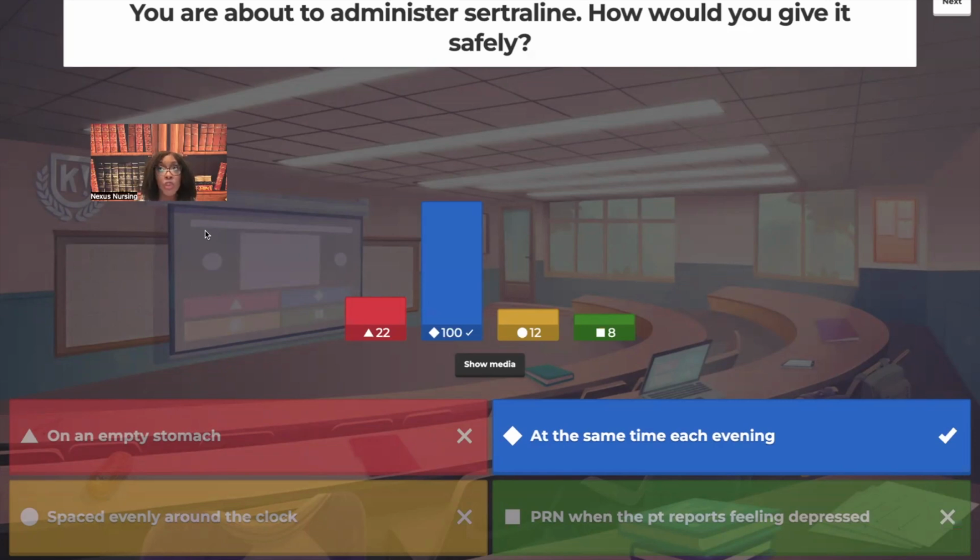And something important to know about the SSRIs, they are the very first drug class you expect to be ordered as an antidepressant because it's the most effective with the least amount of adverse effects. You need to know what drugs fall under that drug class, okay?